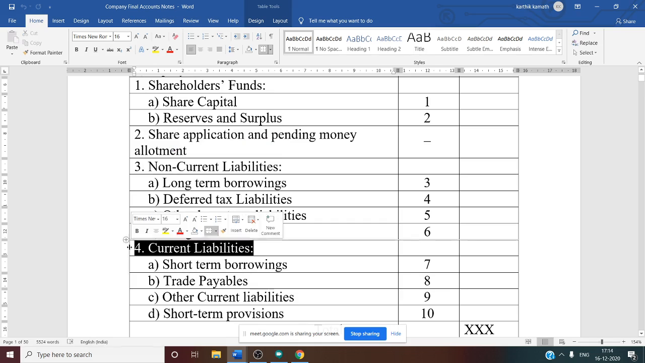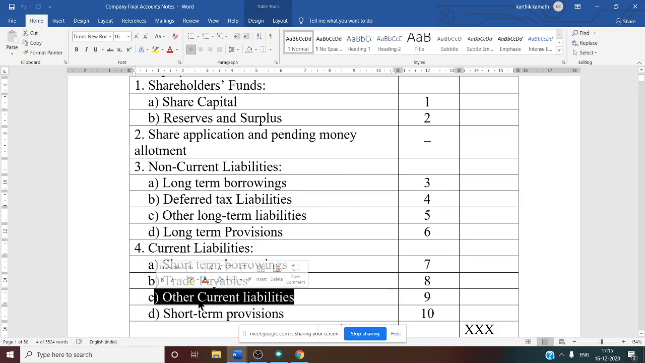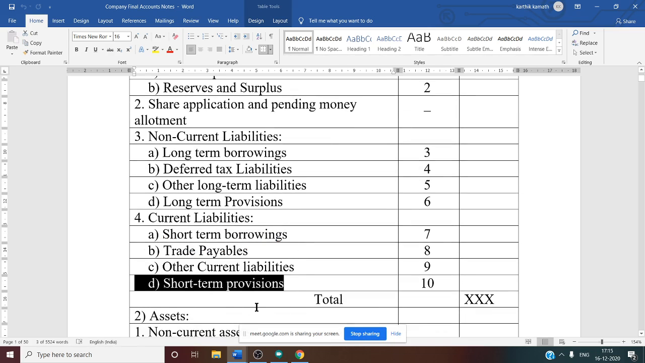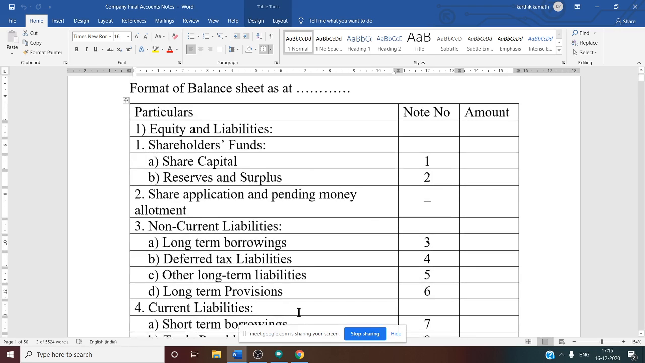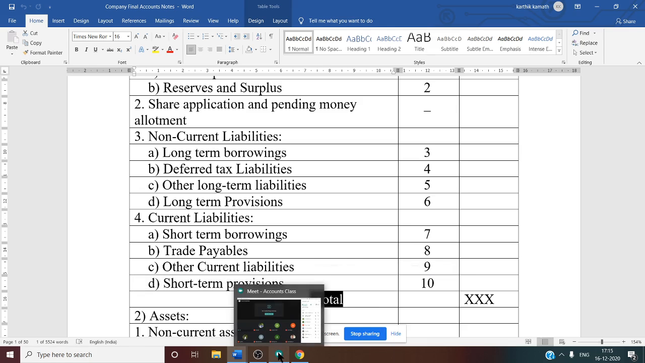Then the fourth heading under liability is current liability. Again four categories are there. Short-term borrowing, working note number 7. Trade payable, which usually consists of creditors, working note 8. Other current liability: bills payable, any unclaimed dividend, all these things come under other current liability. Then there is short-term provision. If any taxation provision is provided, you have to consider that under short-term provision, working note number 10. So after doing the first 10 working notes, you will get the total, which is nothing but the total of the liability side.